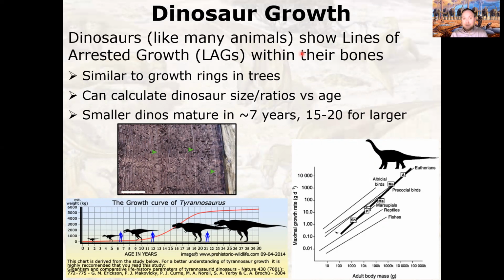dinosaurs grow really, really quickly. So how do we know that? Well, like many animals around, their bones show these lines of arrested growth, or LAGs. And you can see this here. So here's some bone. You can see the open kind of porous structure. And then there's a line that goes all the way across. It grows in a circle in the cross section of the bone.